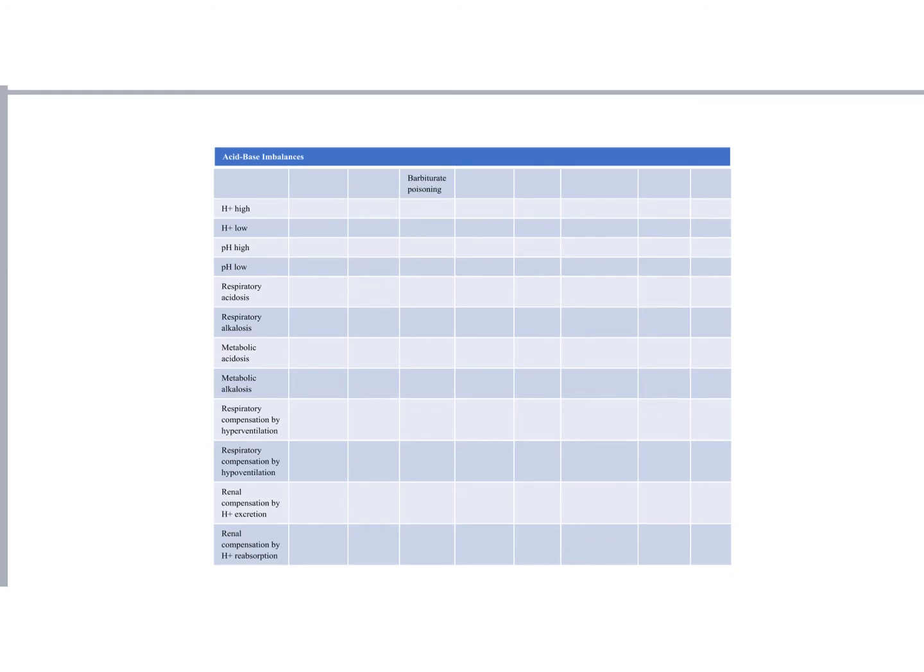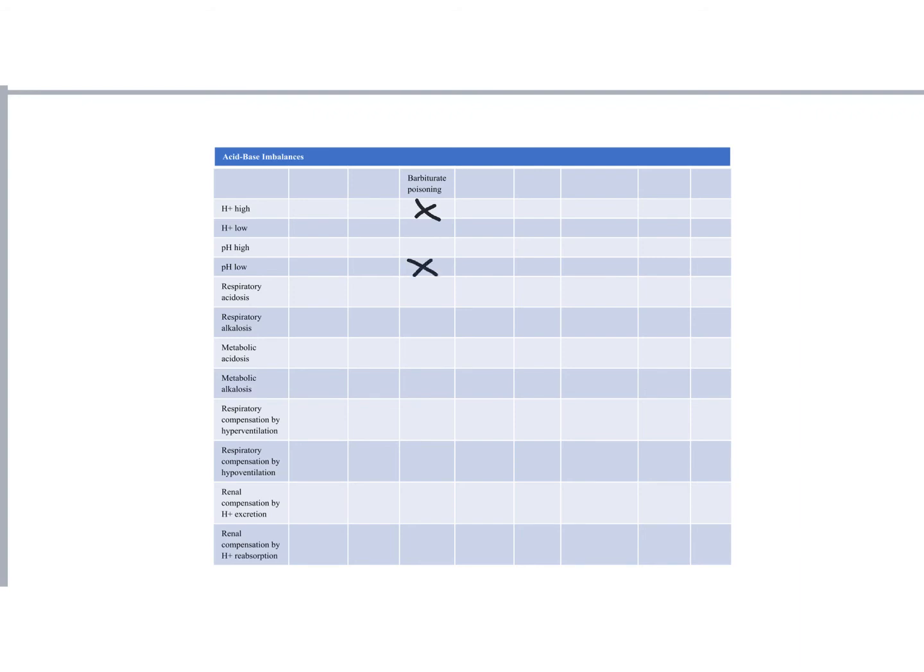The next column is about barbiturate poisoning. Well, what is a barbiturate? A barbiturate is a class of sedatives or a sleep-inducing drug. So it's like a downer. It's a depressant, so it makes you sleepy. With barbiturate poisoning, that means you've taken too many. Whenever that happens, it raises your hydrogen ion concentration, and if it raises your hydrogen ion concentration, that means your pH is too low.